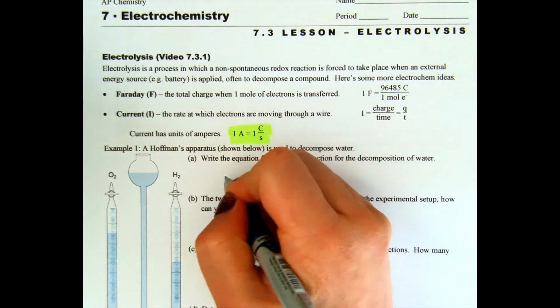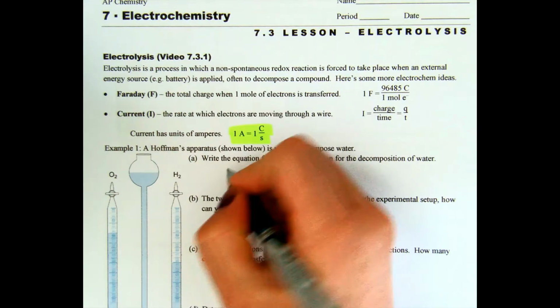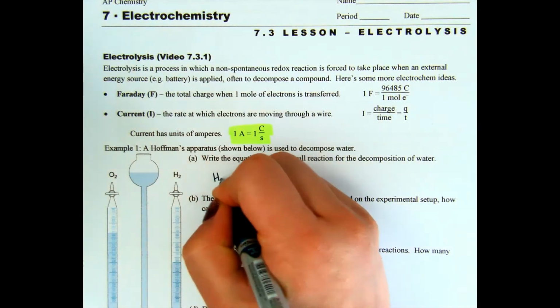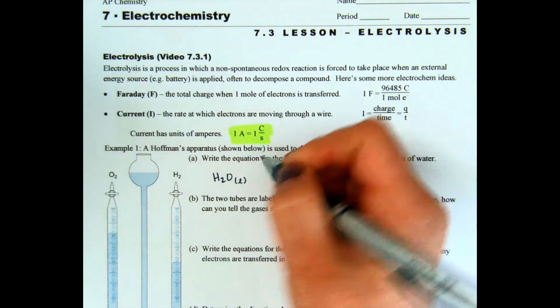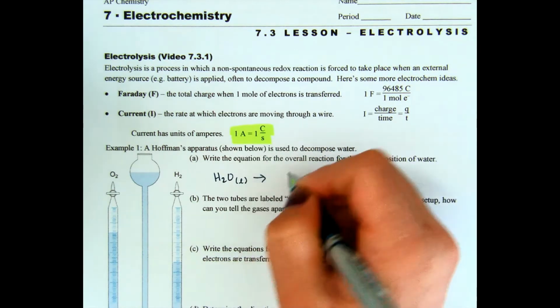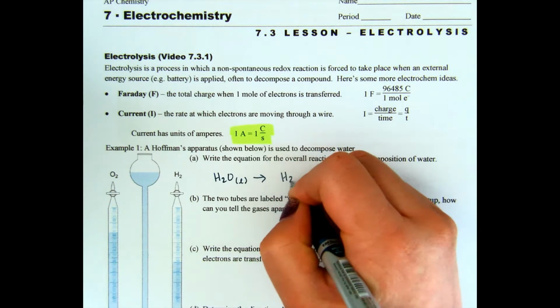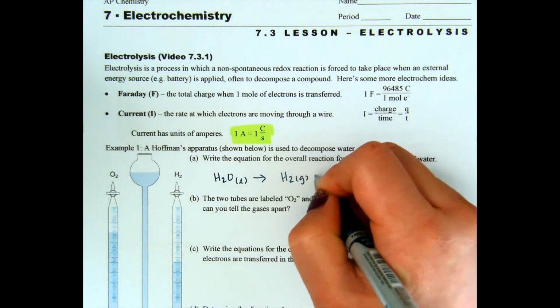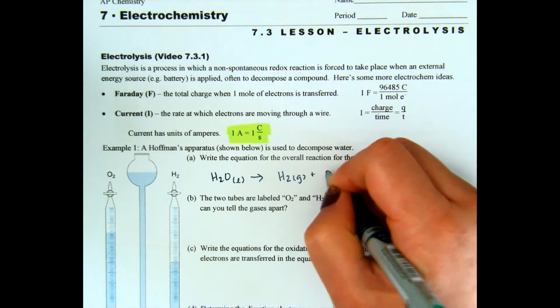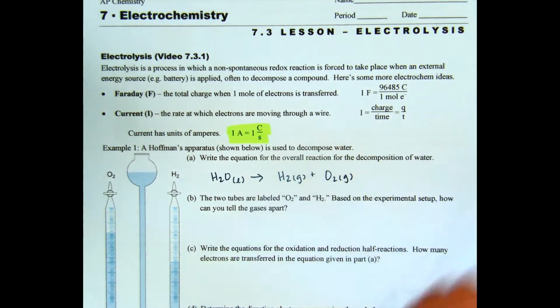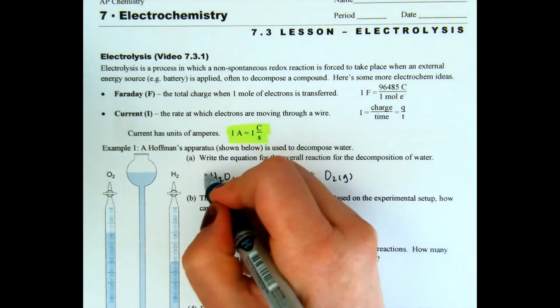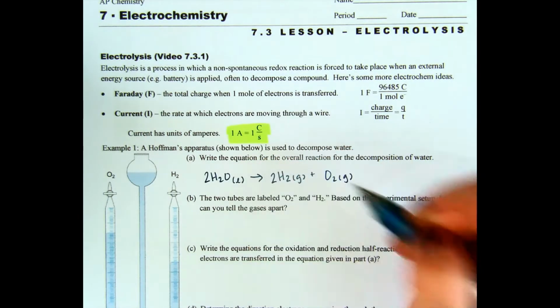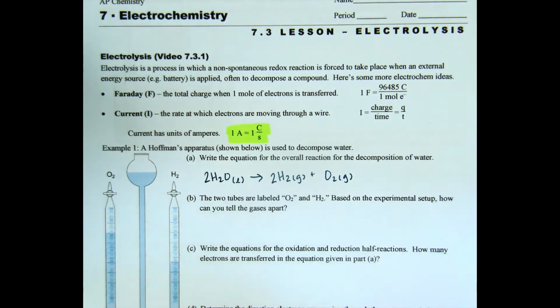Okay, welcome back. So for our overall reaction here, we have H2O as a liquid, and when that decomposes, it yields H2 gas plus O2 gas. Now, of course, this isn't balanced, so to balance this out, I need to put a 2 here and a 2 here. Then we're balanced. So that's part A.